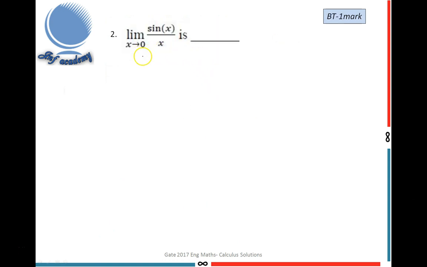Now the second problem: limit x tends to 0, sin x by x is what? This question is from the BT department. It has 1 mark. This is the standard result in limits, and I think everyone knows it: limit x tends to 0, sin x by x equals 1. This standard result is used as a formula everywhere in calculus, so you should learn it by heart.